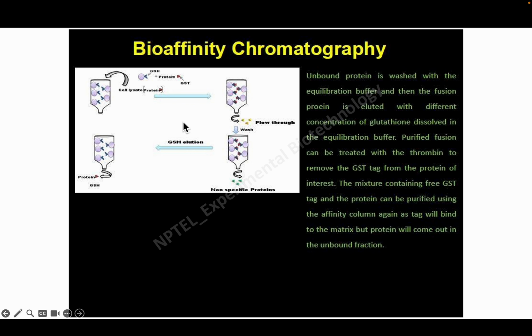Unbound protein gets washed out, and then the fusion protein is eluted with different concentrations of glutathione dissolved in the equilibration buffer. A purified fusion can be treated with thrombin to remove the GST tag from the protein of interest. You can do thrombin cleavage if you have a cleavage site between GST and your protein. The mixture containing free GST tag and the protein can be purified using the affinity column, as the tag will bind to the matrix but the protein will come out in the unbound fraction.